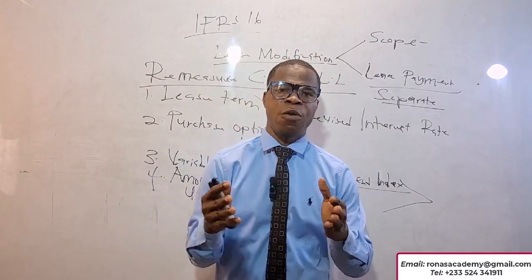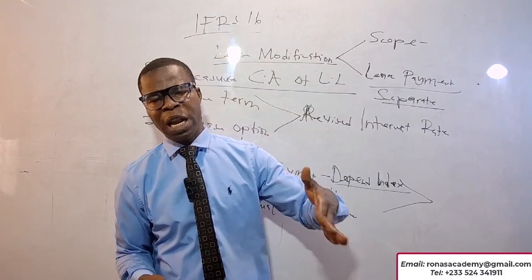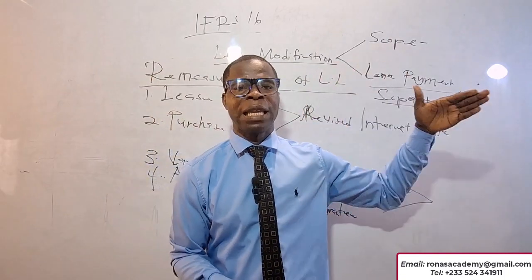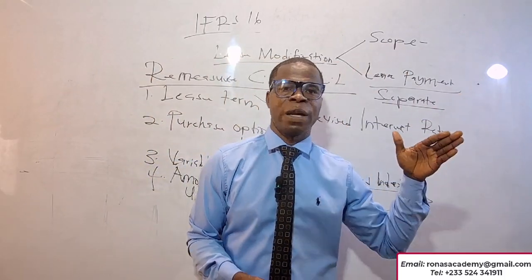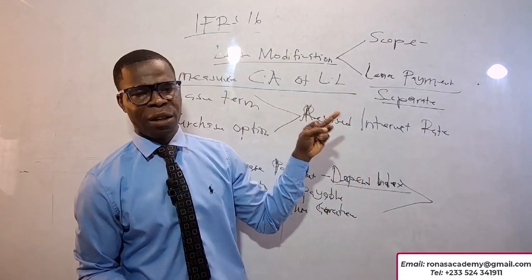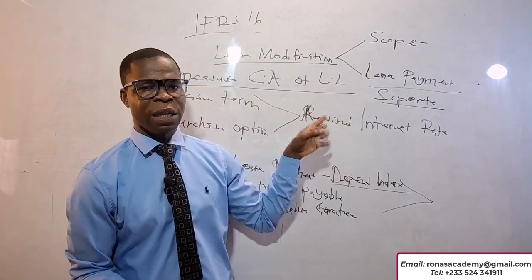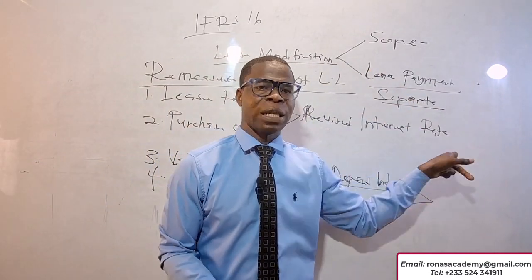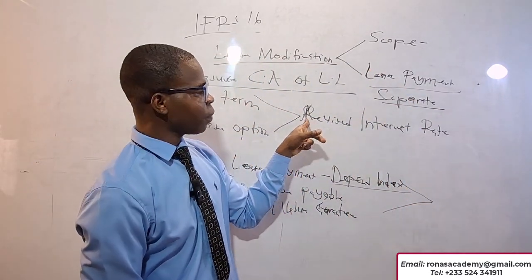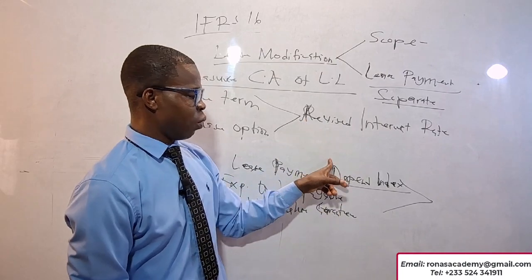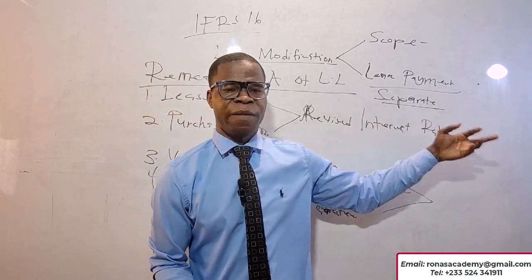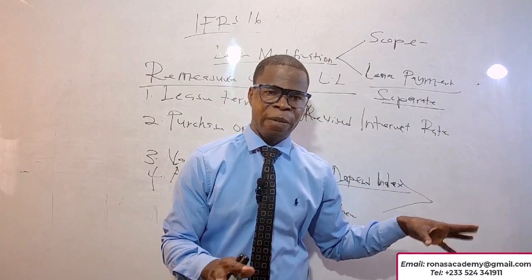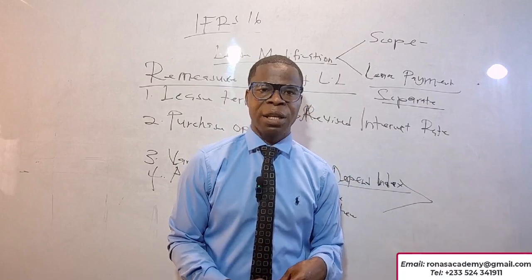Don't forget also about the remeasurement or reassessment of the carrying amount of the lease liability. Take note of how to account for that. Anytime there's a remeasurement, you have to reassess the carrying amount of your lease liability, most especially when there is a variable payment, when the lease payment varies. Take note of that. You will take a particular question and extensively look at that.